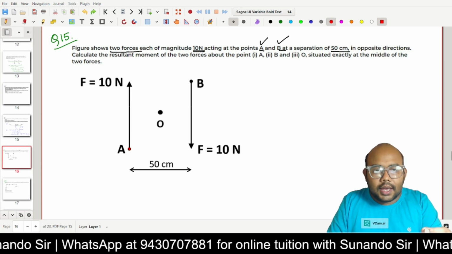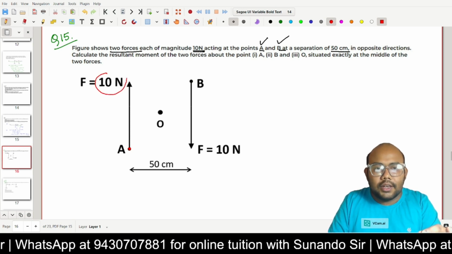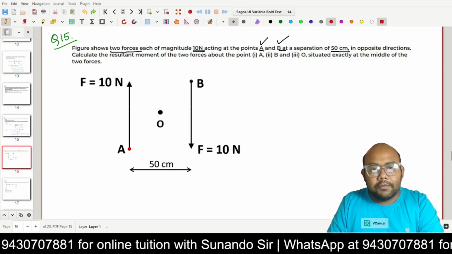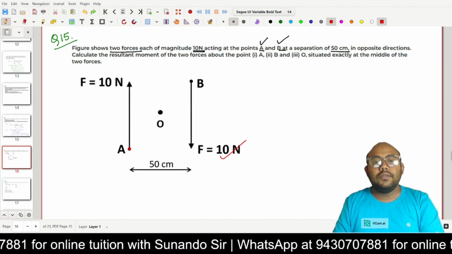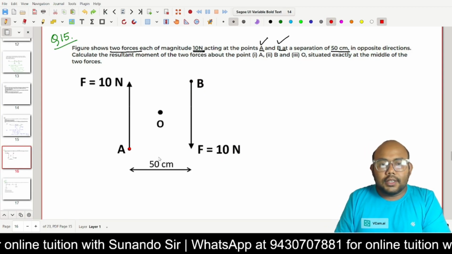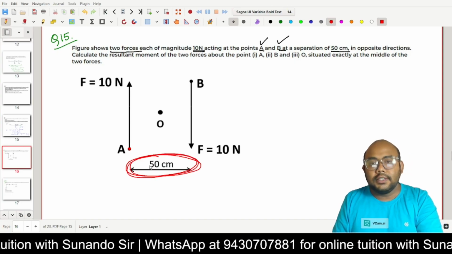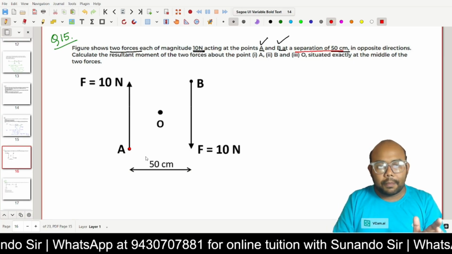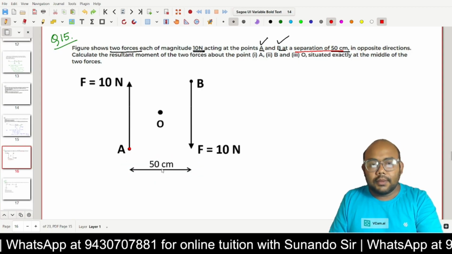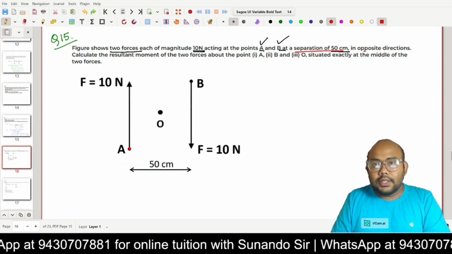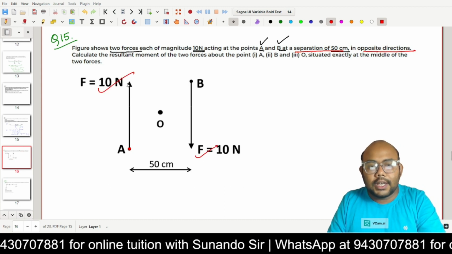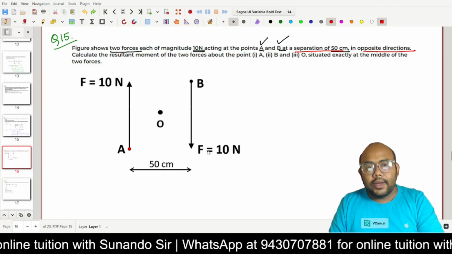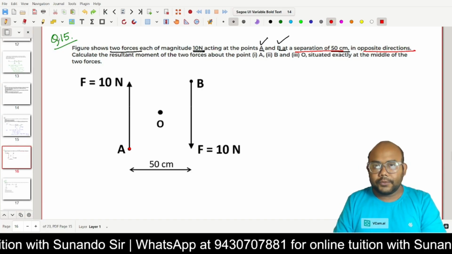Point A is where a force of 10 Newton is acting vertically upwards, and on point B a force vertically downwards, which is also of 10 Newton, is acting. And now these 2 points are at a perpendicular distance of 50 centimeter. So the perpendicular separation between these 2 points is 50 centimeter, and the forces are in opposite directions. That is very clear from the figure also, because this force F 10 Newton is acting upwards, whereas this force is acting downwards. Very simple.